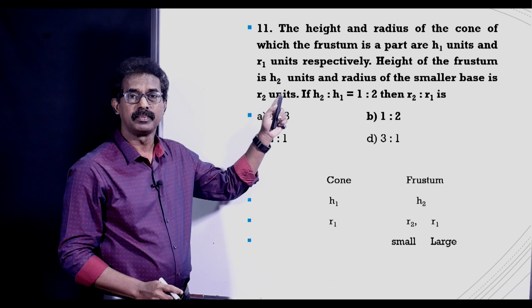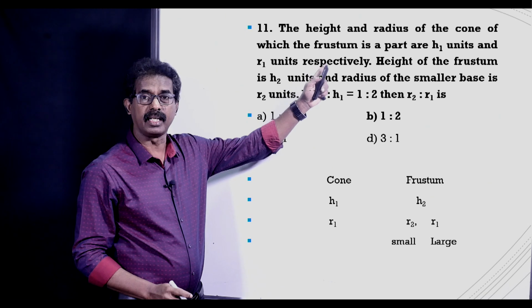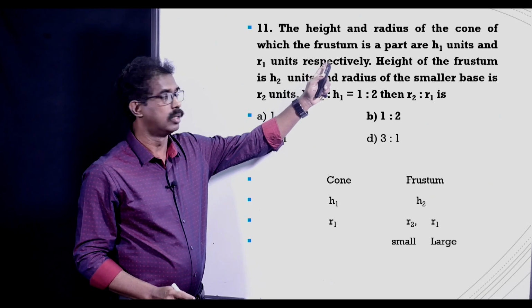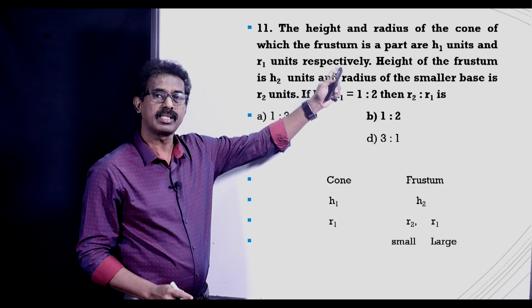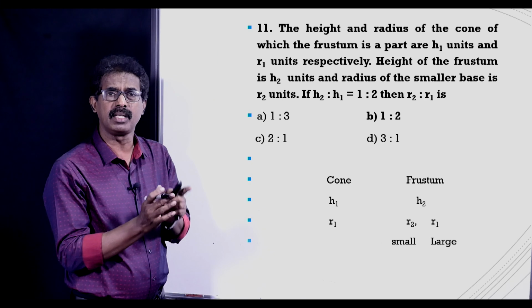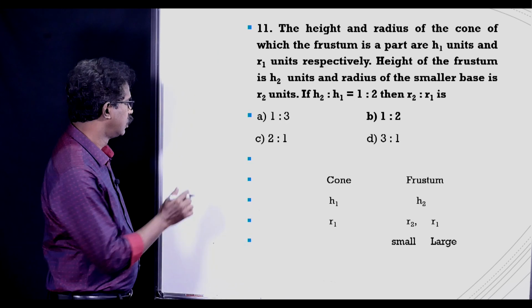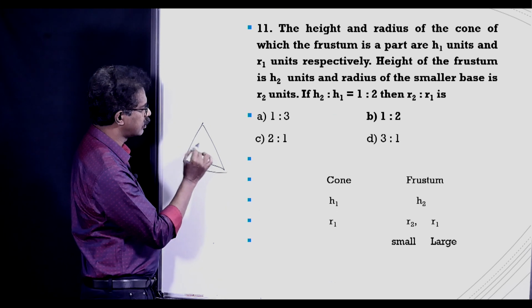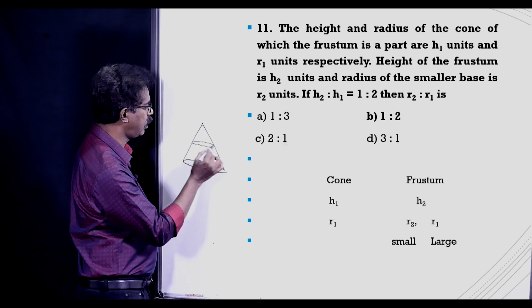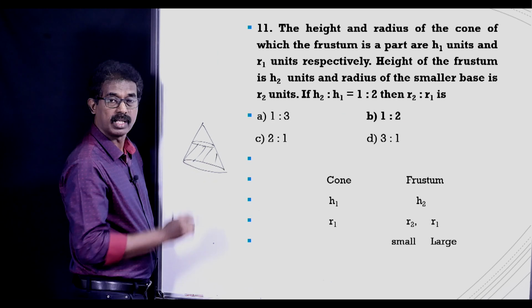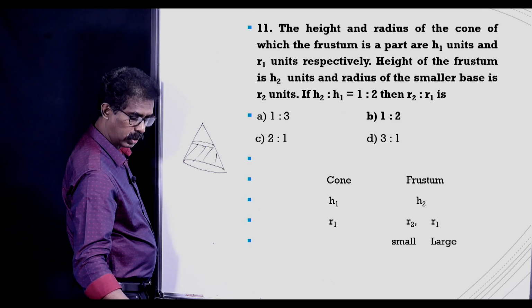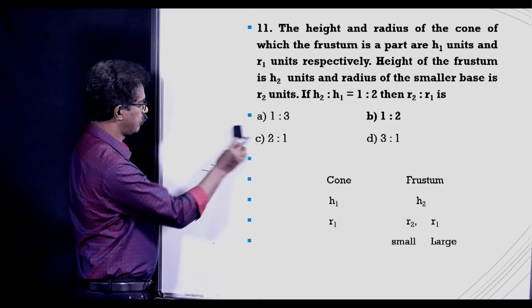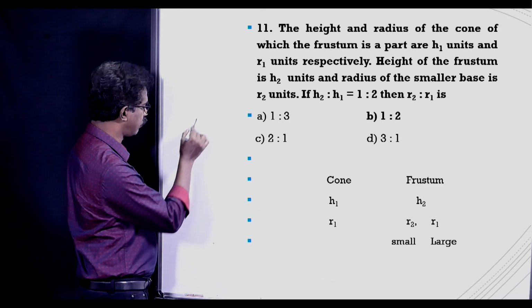Question number 11. The height and radius of the cone of which the frustum is a part. What's a frustum? Listen. Suppose a cone is given here. If you cut somewhere here, you will get a frustum. Okay, this is a frustum. A frustum is a part of a cone only. Now listen very carefully.